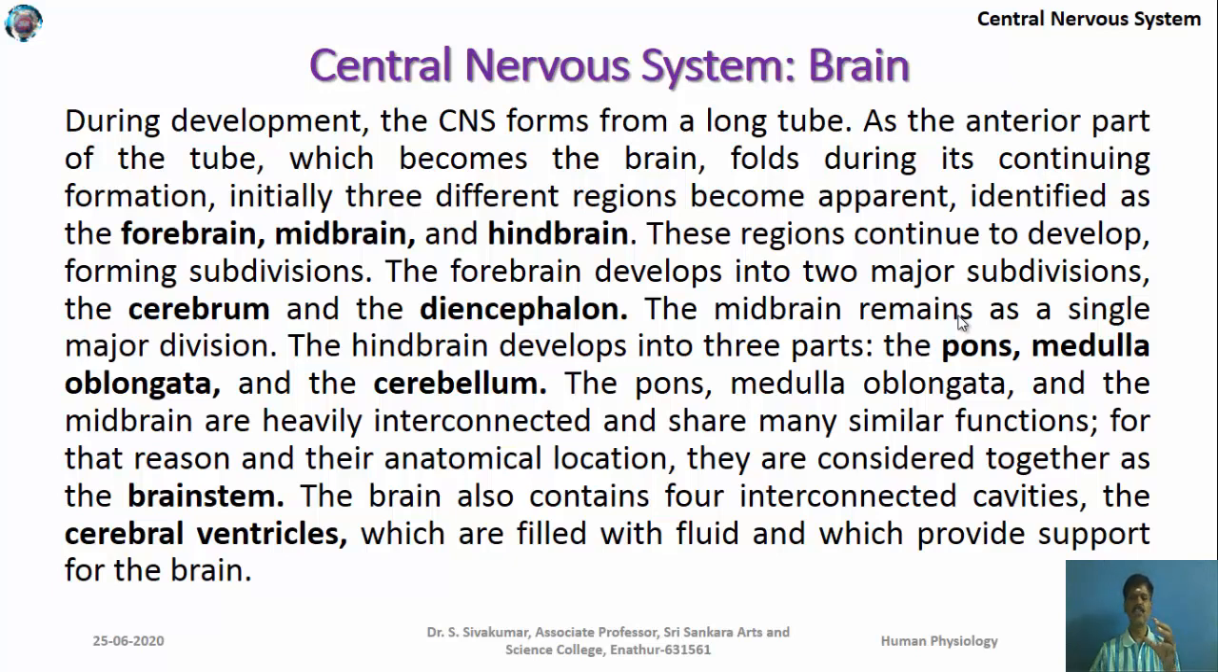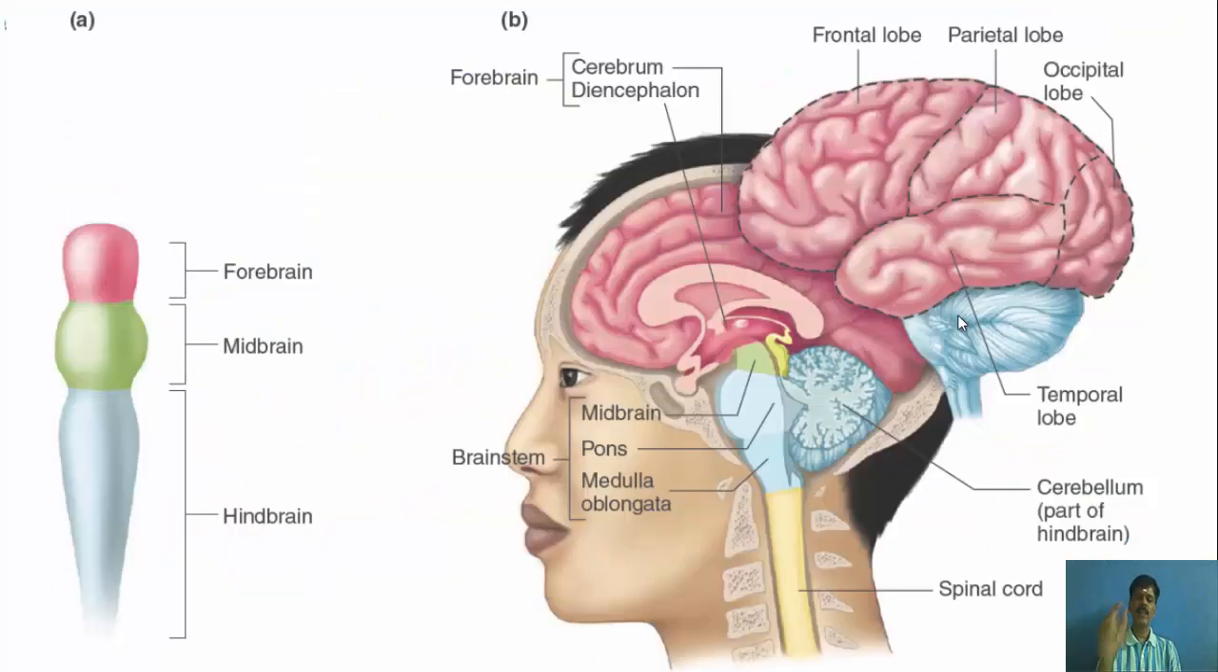Then the brain continues as a stem, that is known as the brain stem. The brain also contains four interconnected cavities inside it. These cavities are known as cerebral ventricles. They are usually filled with cerebrospinal fluid, which provides support to the brain. So this is about the structure of the brain.